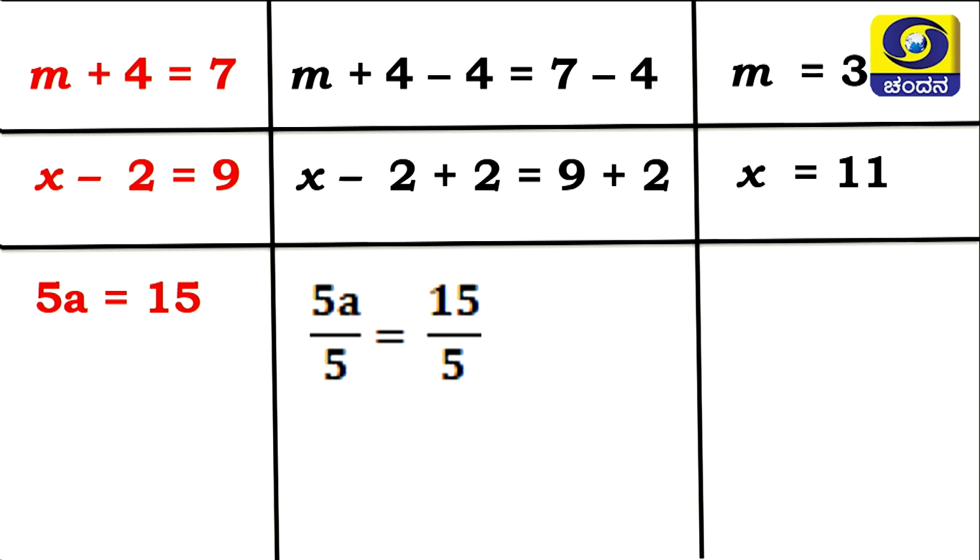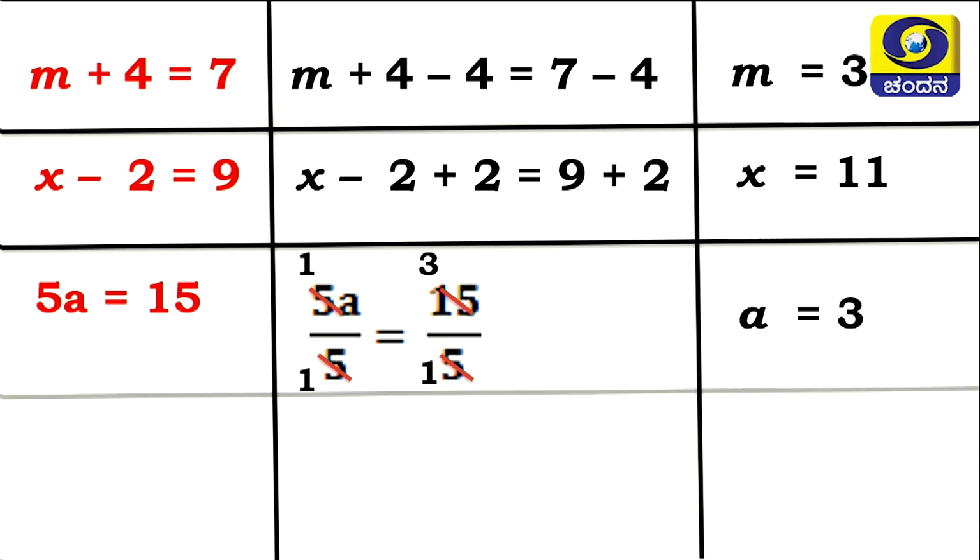Then divide by 5 on both sides. Therefore, 5a divided by 5 is equal to 15 by 5. Then 5 ones are 5. Next, on the right side, 5 threes are 15. What is remaining in LHS? Only a remaining. In RHS, 3. Therefore, a is equal to 3.